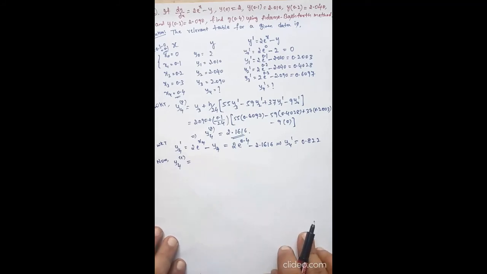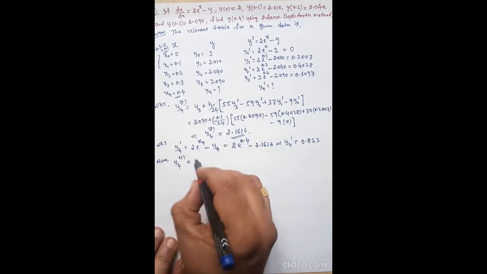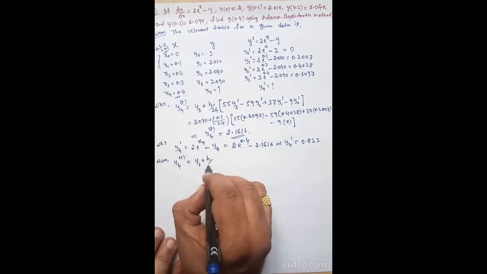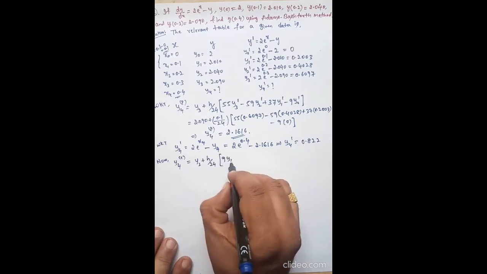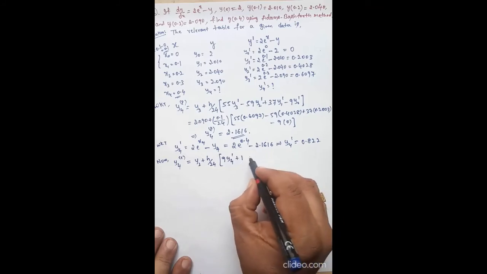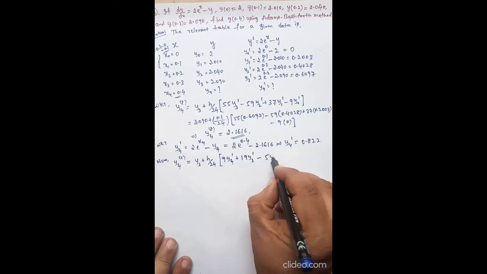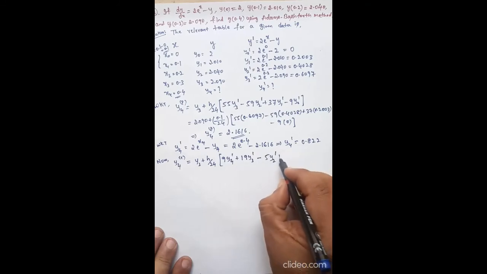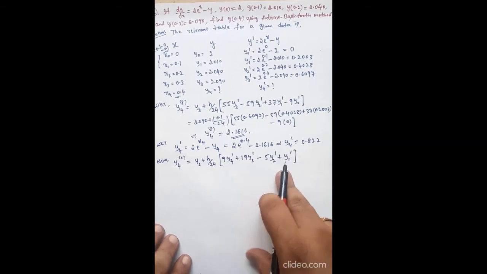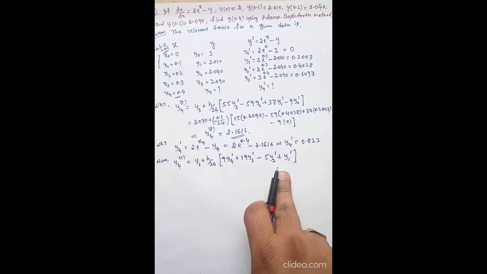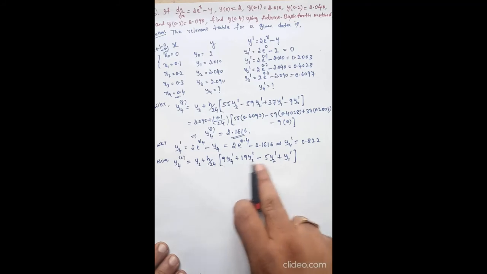So what is Adams-Bashforth corrector formula? It is y3 plus h by 24 into, this is 9y4 dash plus 19y3 dash minus 5y2 dash plus y1 dash. So this is Adams-Bashforth corrector formula. Now let us substitute the values of this y1 dash, y2 dash, y3 dash, y4 dash in this.